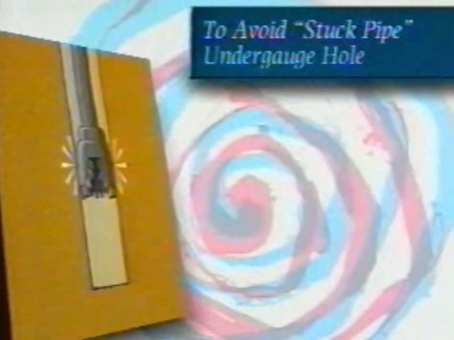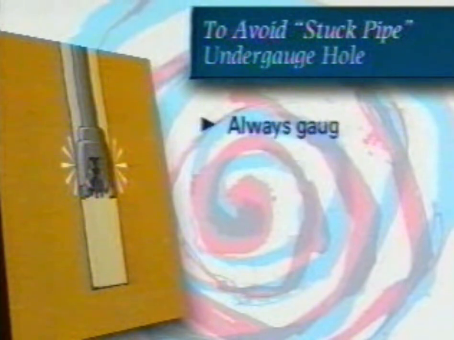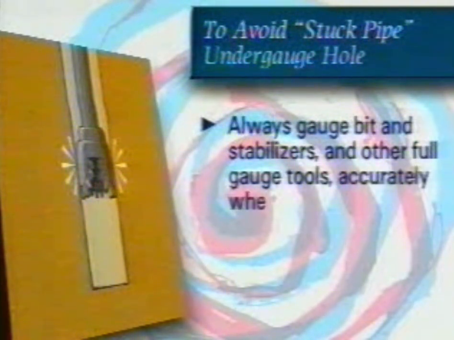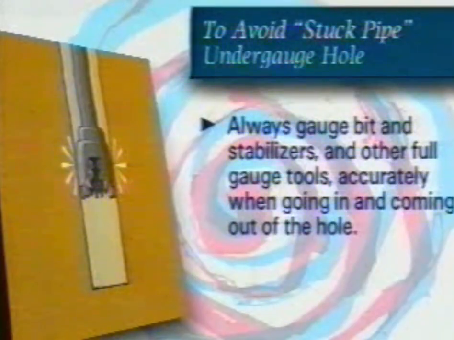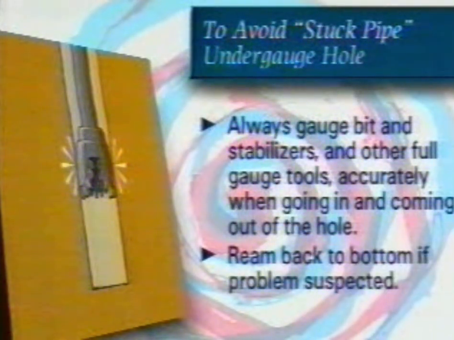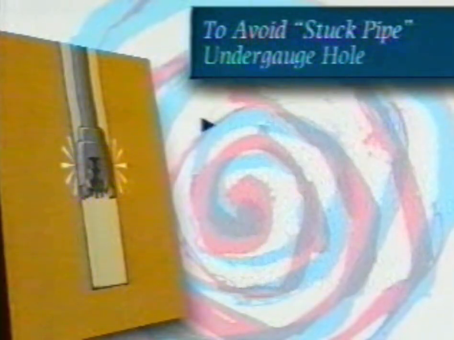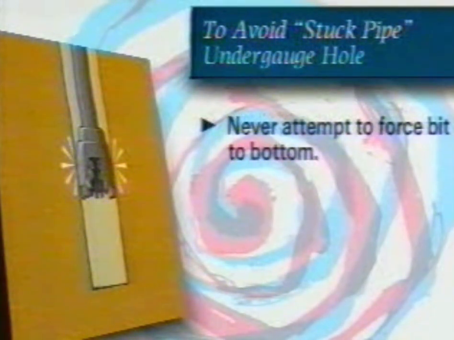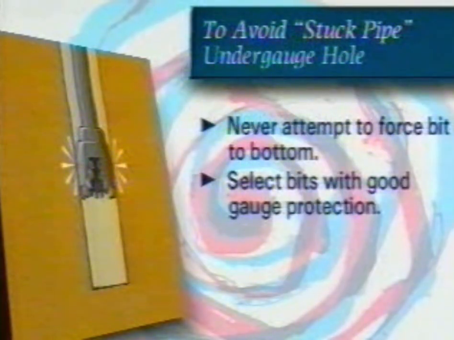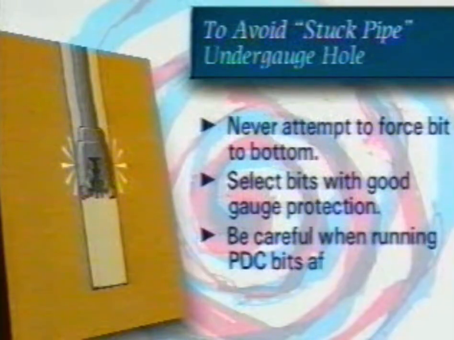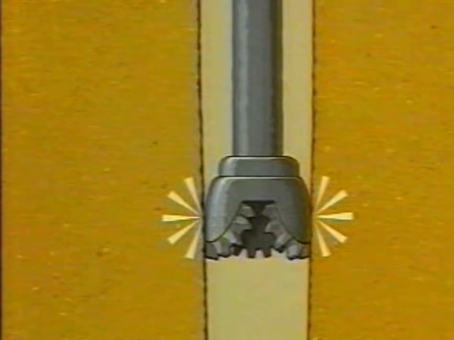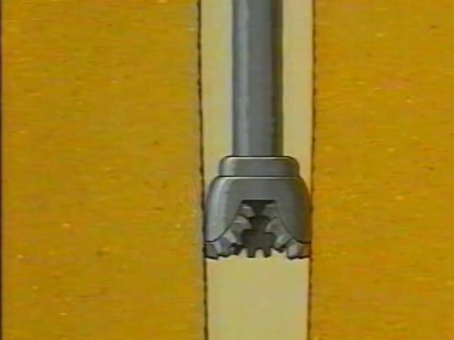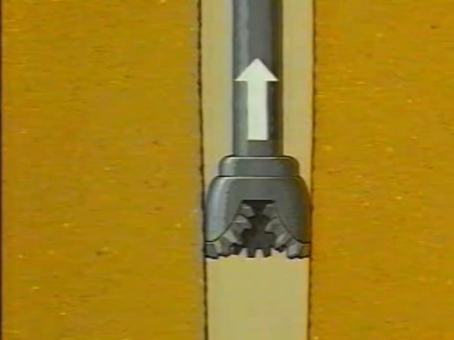To avoid stuck pipe in an under-gauge hole, the following action should be taken into consideration. Always gauge the bit and stabilizers and other full gauge tools accurately when going in and coming out of the hole. Ream back to the bottom if a problem is suspected. Never attempt to force the bit to the bottom. Select bits with good gauge protection. Be careful when running PDC bits after tricone bits. To free the bit, it is necessary to jar it in an upwards direction using maximum force.